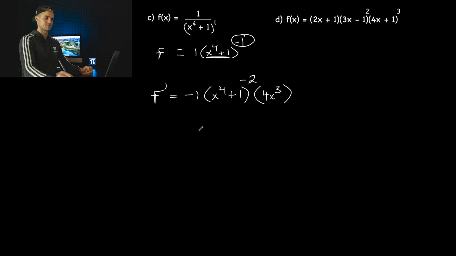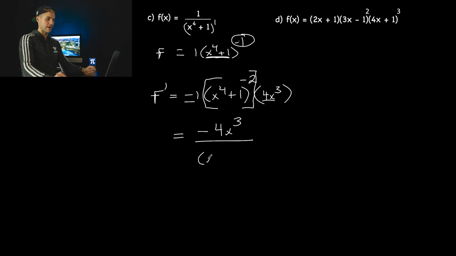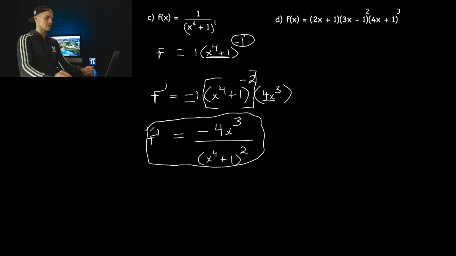4x cubed, like that. Okay, and then from there, to make it look nicer, because this whole expression is to the power negative 2, let's bring that down to the denominator. Negative 1 times 4x cubed, that's negative 4x cubed, that stays in the numerator. And that's going to be all over x to the 4 plus 1, to the power of 2, like that. And then there's nothing we can do to simplify this. That right there would be your final derivative.